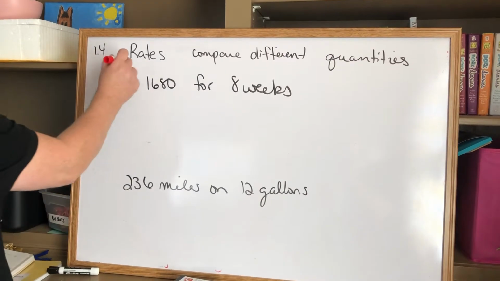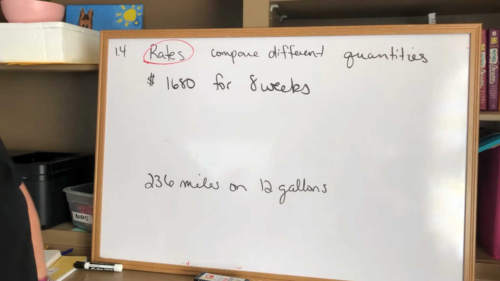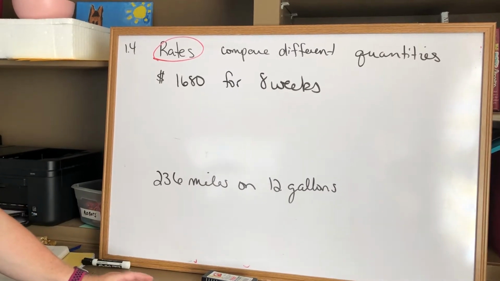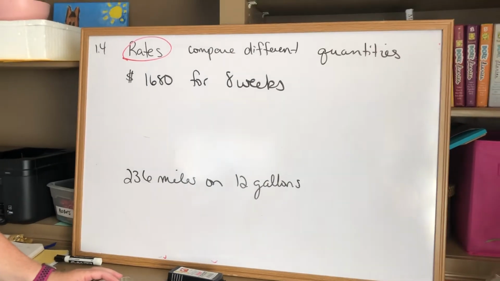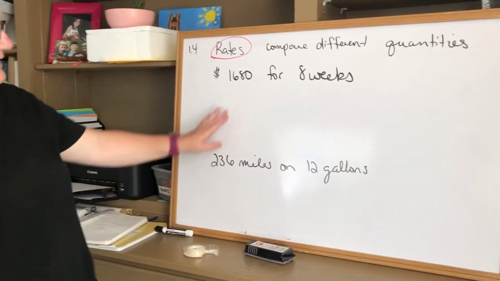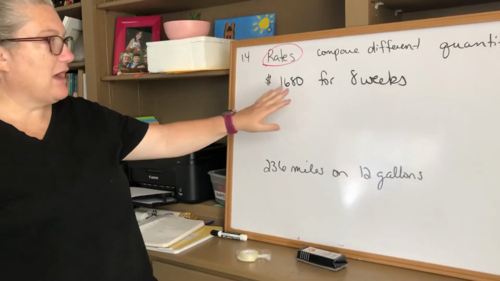So today we're going to be talking about rates and rates compared to different quantities. The things that we use rates for really are like miles per gallon or, well, that's the only one I can think of. I don't know why. But anyway, paychecks. We use that. We get paid per hour, how much we get paid per hour and things like that.